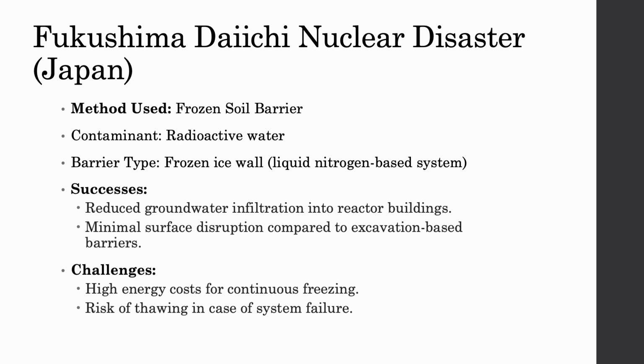So a really well-known disaster was the Fukushima nuclear disaster. So following the nuclear accident, a big problem was that clean groundwater was flowing into the damaged buildings, then becoming radioactive and then leaking back out.